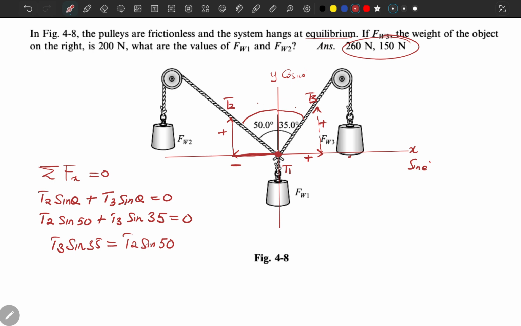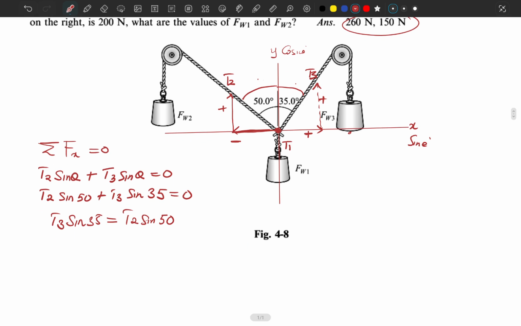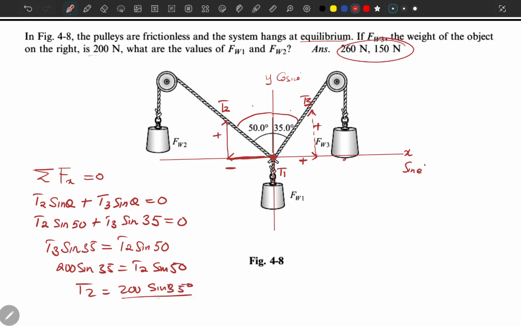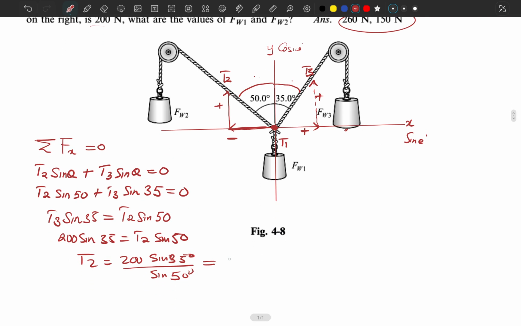Now we can substitute into the formula. We know T3 is 200 newtons. So I'm going to put 200 sine 35 equal to T2 sine 50. So T2 is equal to 200 sine 35 degrees over sine 50. Let's punch this into the calculator. I'm getting approximately 150 newtons.